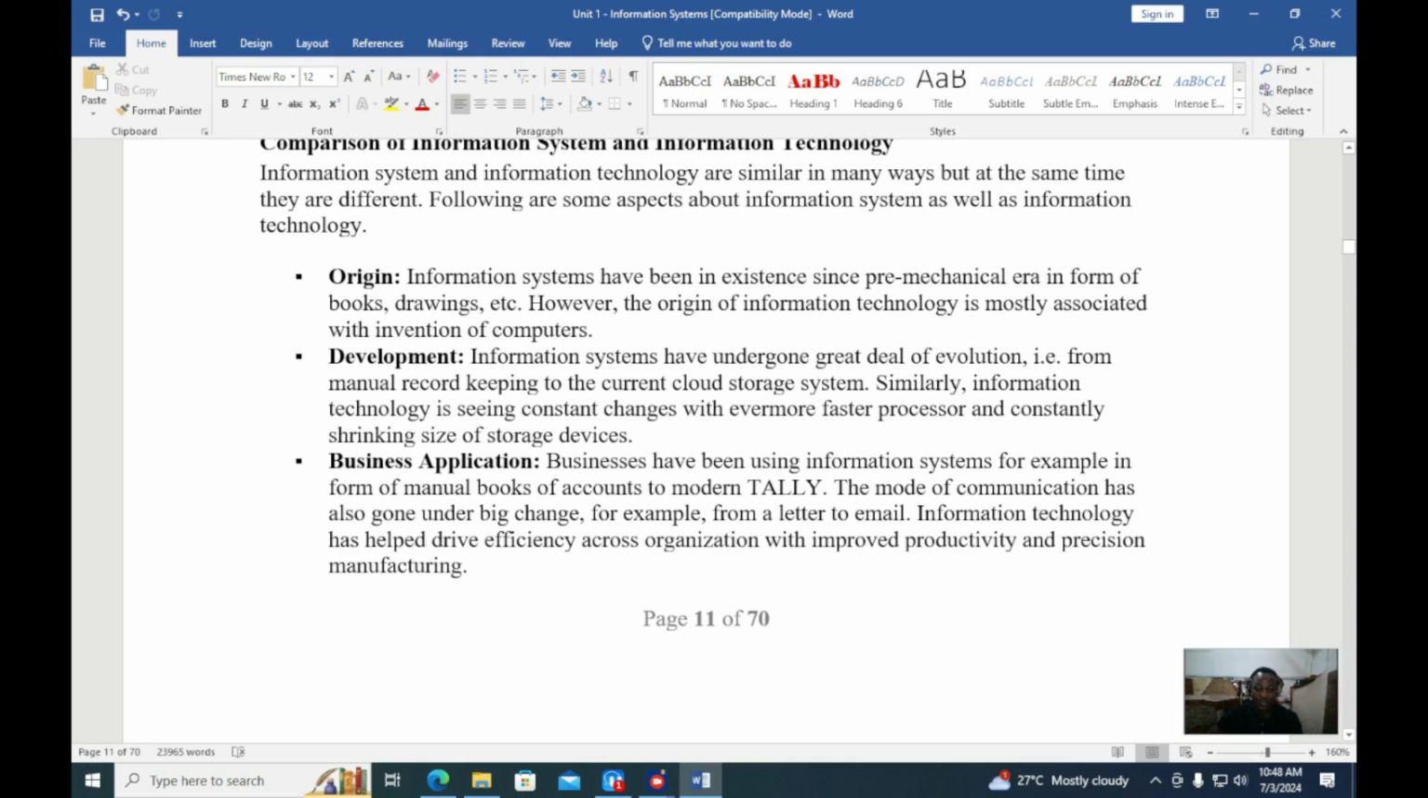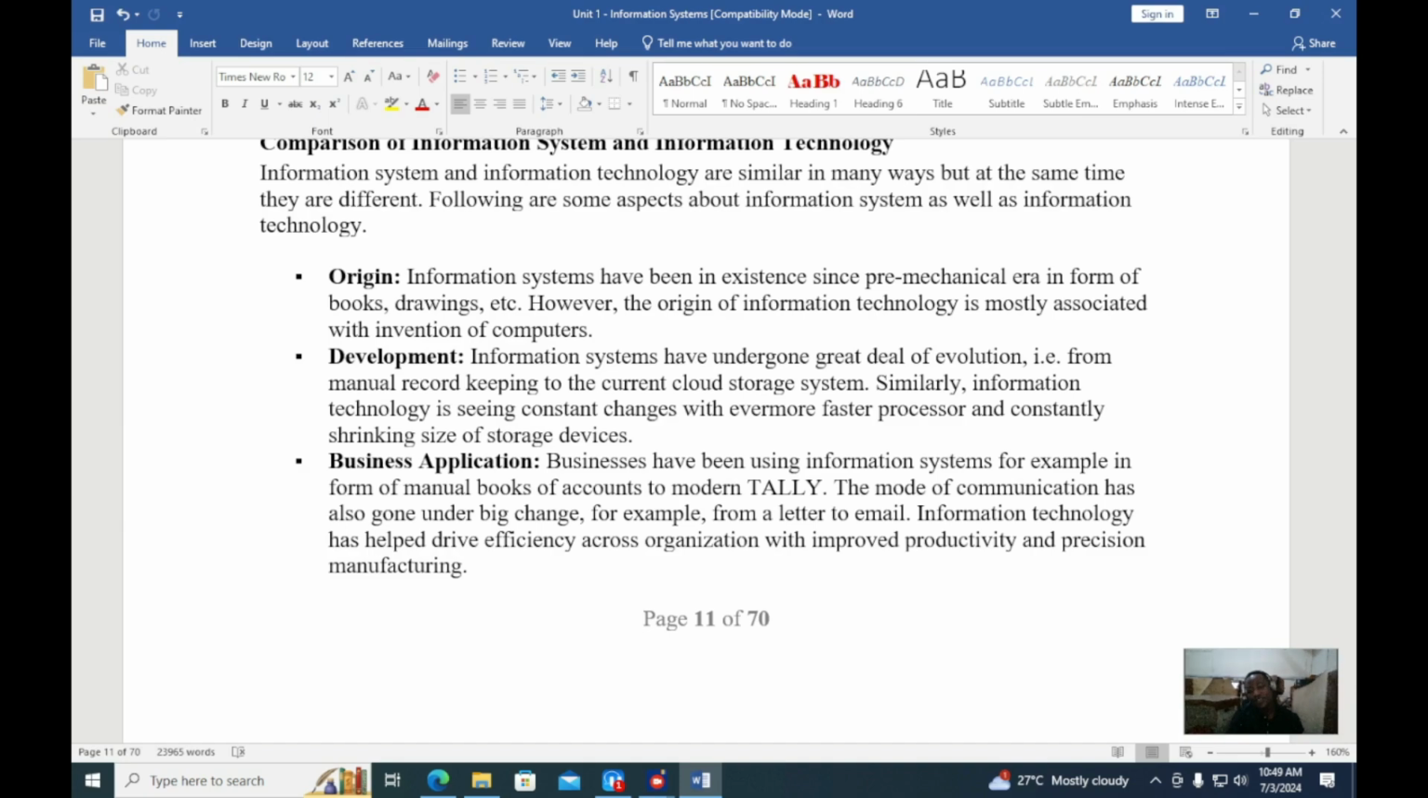And the first one is origin. Information systems have been in existence since the coming of the pre-mechanical era. They existed in terms of books. We had books, we had drawings before even the pre-mechanical era. But the origin of information technology is associated with the invention of computers. So that was already a difference in terms of origin.